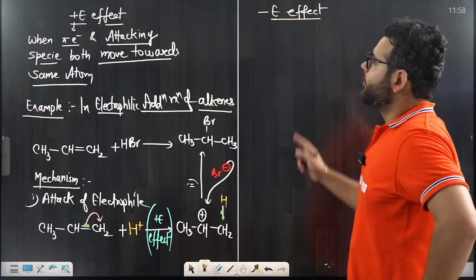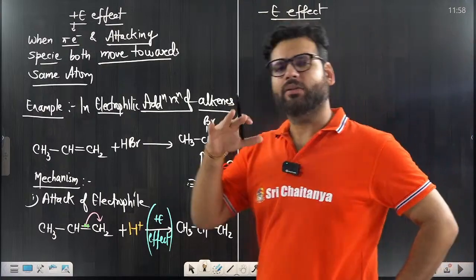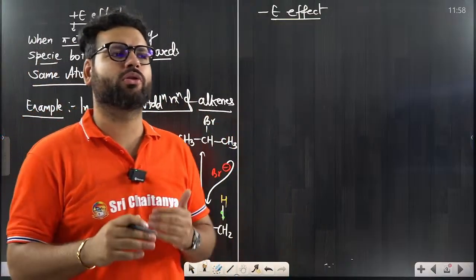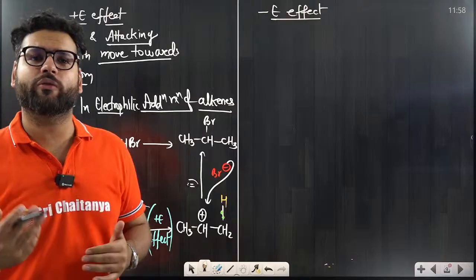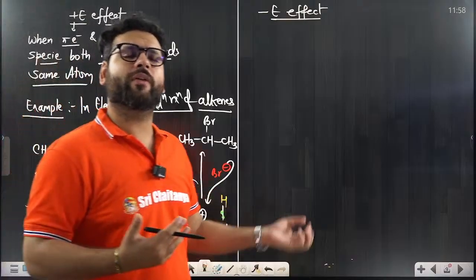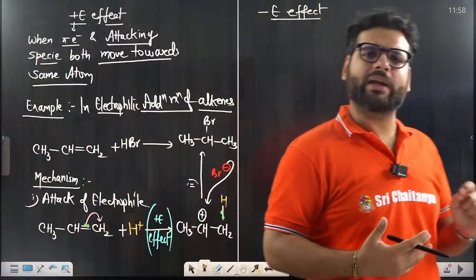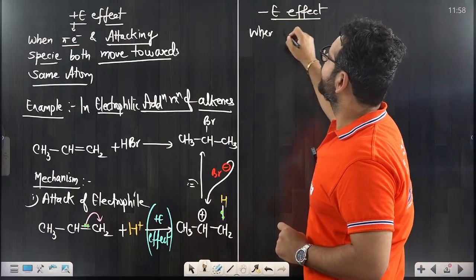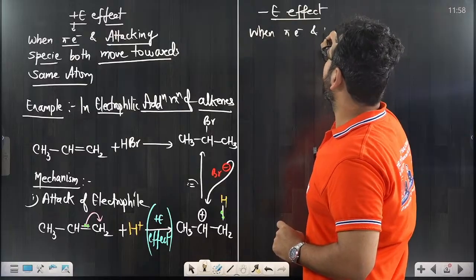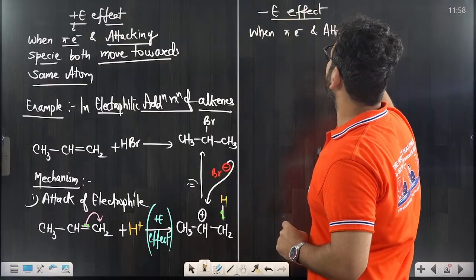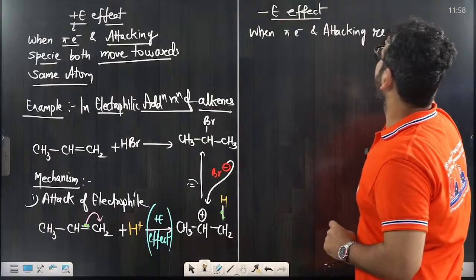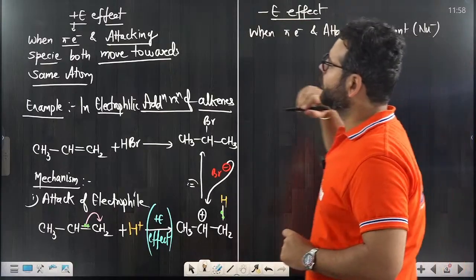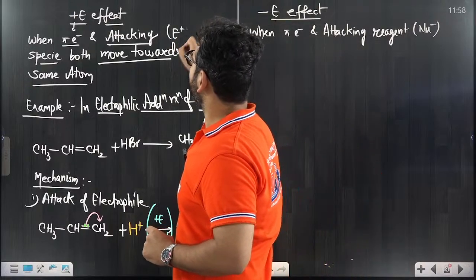Okay. Minus E. Minus goes with minus. Minus E means nucleophilic addition, because nucleophiles have negative charge. Whenever nucleophiles come to add somewhere, then minus E effect will occur. So when pi electrons and attacking reagent, here beta, the attacking reagent must be a nucleophile. You can think yourself now.